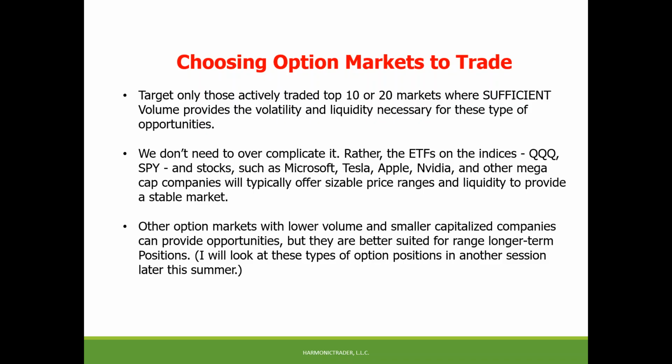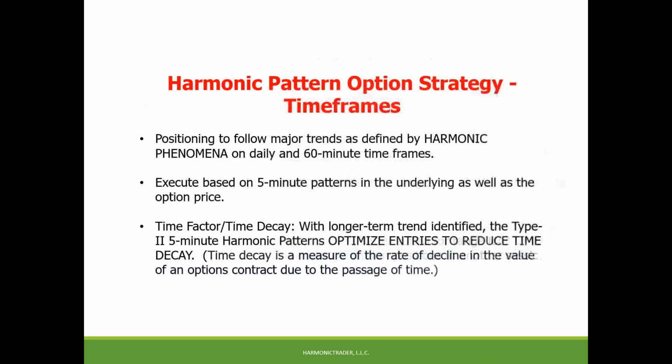They employ the monthly or the quarterly longer term options, but we're going to use them in a similar way as we do with the short term time frame. So our harmonic pattern option strategy, the time frames that I mentioned that we want to require that have harmonic pattern phenomenon on them must include daily, 60-minute, even if it's just an HSI signal. But as I mentioned, we're looking to execute based on the 5-minute phenomenon. The 5-minute patterns in the stock with the option price give us that optimization.